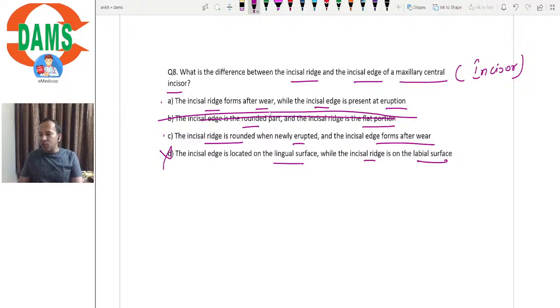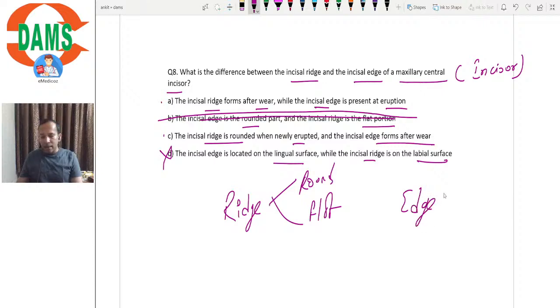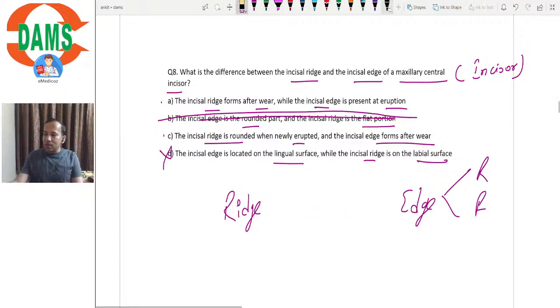The incisal ridge forms after wear and incisal edge is present at eruption according to option A and exactly opposite according to option C. So ridge राउंड है या फ्लैट है, इसी तरीके से एज राउंड है या फ्लैट है, सी आर फॉर आर, वेरी गुड, है ना। ये भी अच्छा तरीका है याद करने का, रिज इज राउंड, isn't it? Ridge is round.